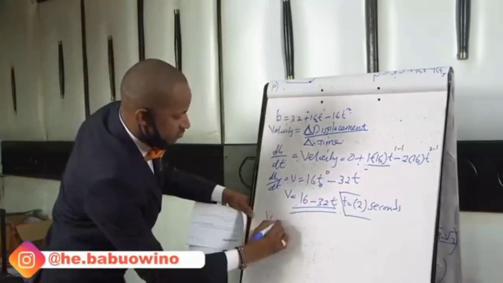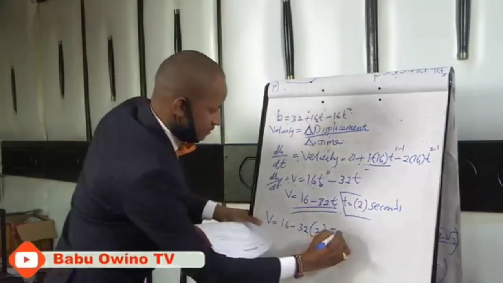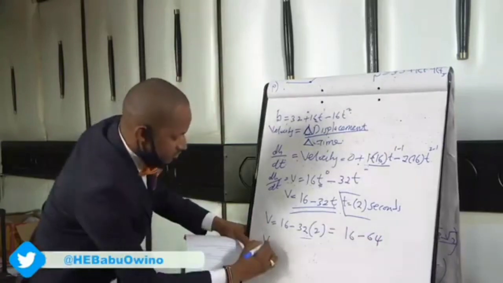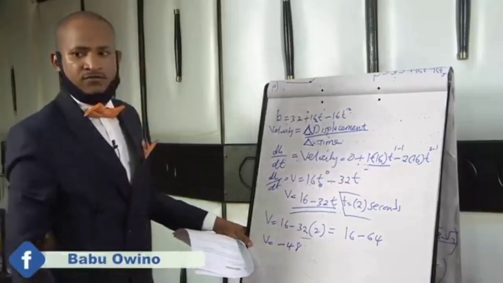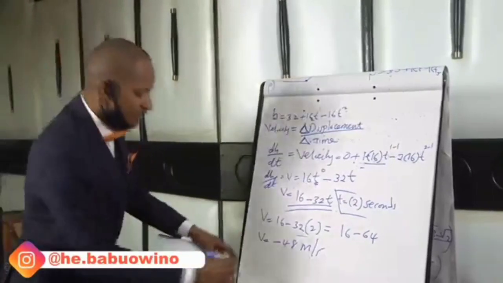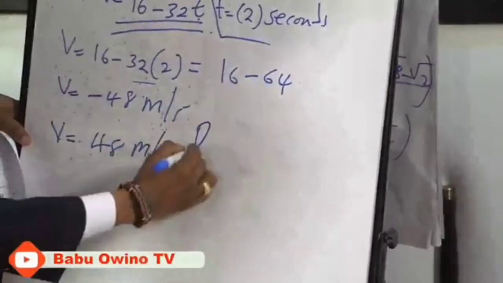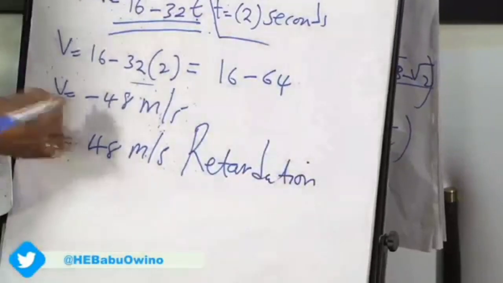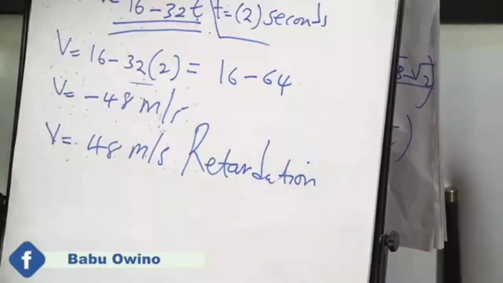Therefore, velocity is equal to 16 minus 32 times 2. You get 16 minus 64, so velocity is equal to minus 48. 16 minus 64 is minus 48 meters per second. But because it is negative, you write your answer as velocity equals 48 meters per second, retardation, to take care of the negative, because he was slowing as he was going down. The velocity wasn't increasing.